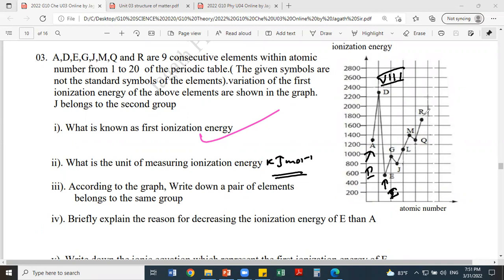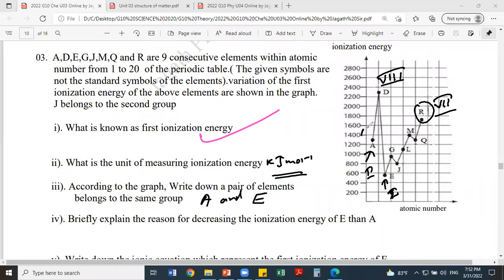But this is R, you can't take group 8. I think here 1, 2, 3, 5, 6, 7. Only 7. So this is the 7th group, because you have to put one more here. So you can take A and E. A and E belong to the same group, because group 1.